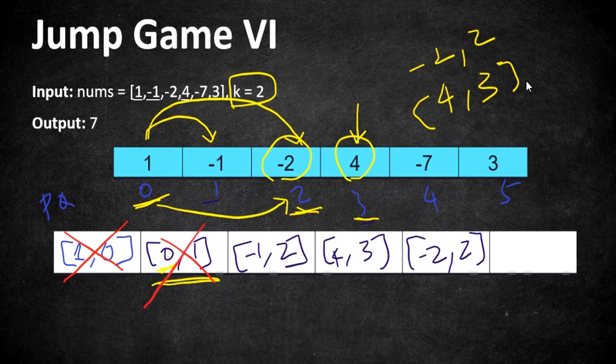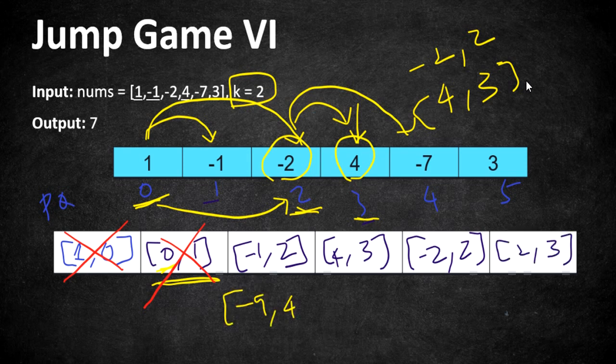From -1 comma 2, that is from index 2, you again have two options: to land at index 3 as well as index 4. Adding the scores and adding them to the priority queue, we can land at index 3 and 4, and the scores are 2 and -9. We again no longer need -1 comma 2. So let's move on to 4 comma 3.